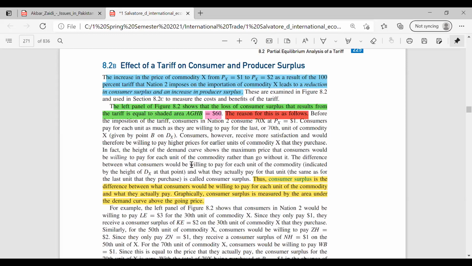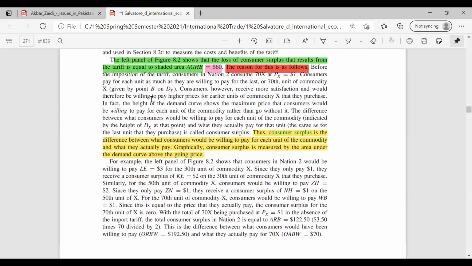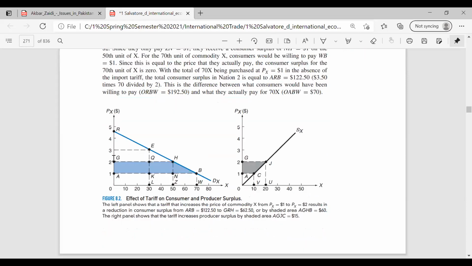The increase in the price of commodity X from $1 to $2, as a result of the 100% tariff Nation 2 imposes on the importation of commodity X, leads to a reduction in consumer surplus and an increase in producer surplus. Consumer surplus is the area above the market price and below the demand curve, while producer surplus, graphically, is the area below the market price and above the supply curve. Before the imposition of the tariff, the price of commodity X was $1, and the consumer was consuming 70 units, considering only the domestic demand curve of Nation 2 for commodity X.